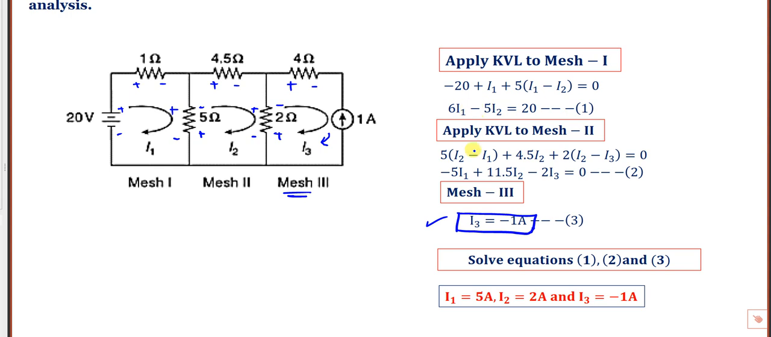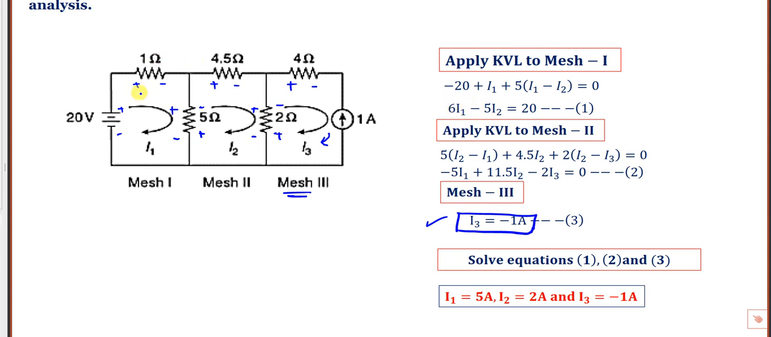Next, we have these two equations. For three meshes, three equations are required. One equation we got, so the remaining two equations we have to obtain by applying KVL for mesh 1 and applying KVL for mesh 2. So how to apply KVL for mesh 1? For mesh 1, what is the sum of resistance in mesh 1? 5 plus 1 is 6 I1.